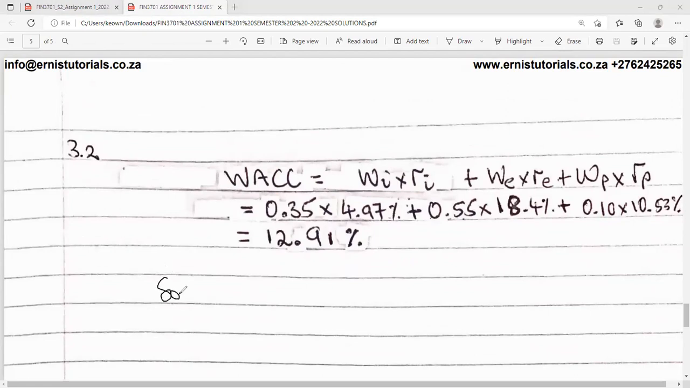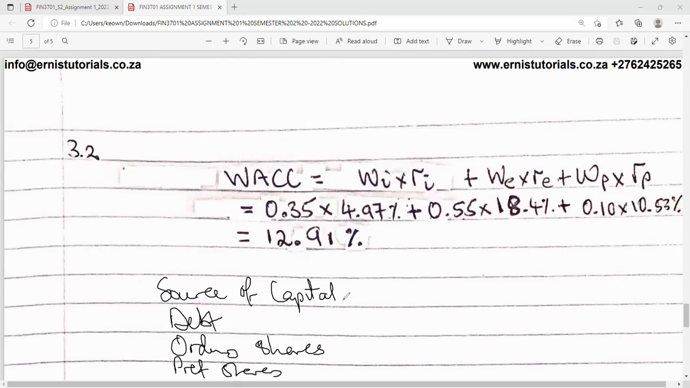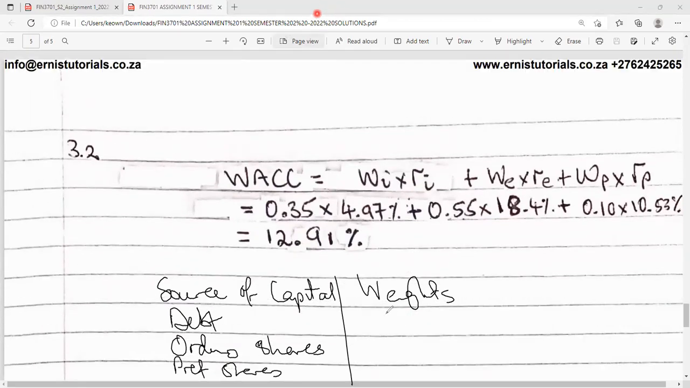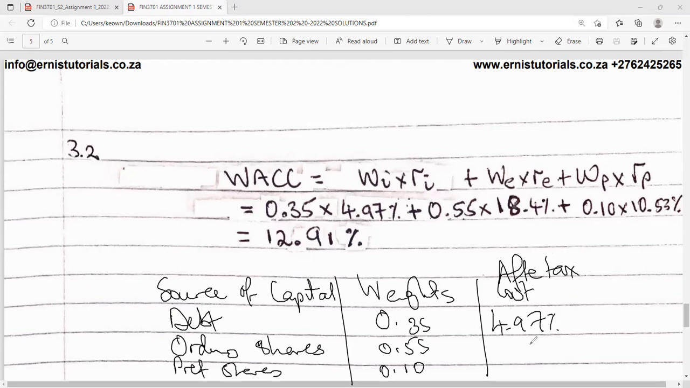It's still fine where they say source of capital, right? Then they have debt, ordinary shares, which is our equity, and then they have preference shares. Some students prefer to use this approach. Then they have weights, right? Let's just scroll down. They have weights, okay. And then for their weights, here we have 0.35, 0.55. You can also use this approach, 0.10. Then we have cost, after-tax cost, especially since we have debt. Remember, we don't have to adjust for tax for equity and preference shares. 4.97%, 18.4%, and 10.53%. And then we say weighted cost.